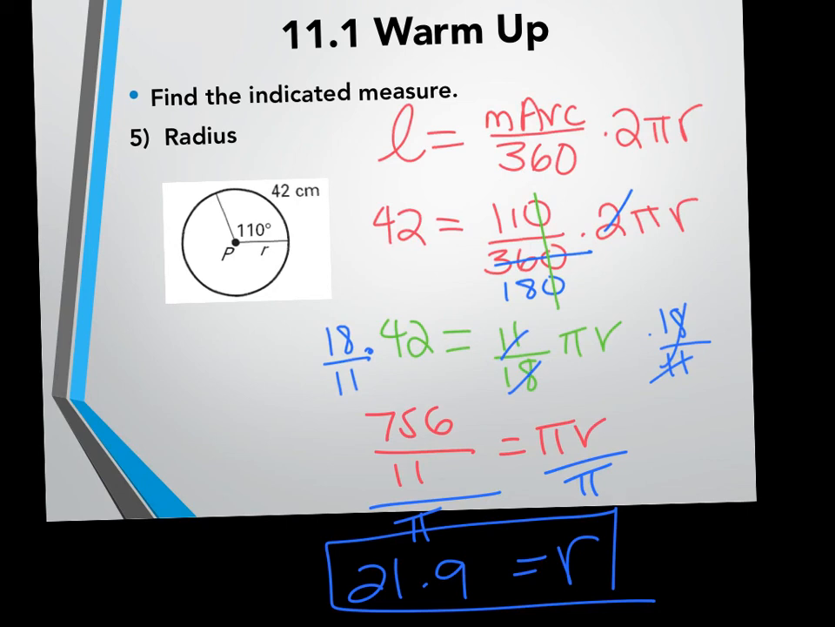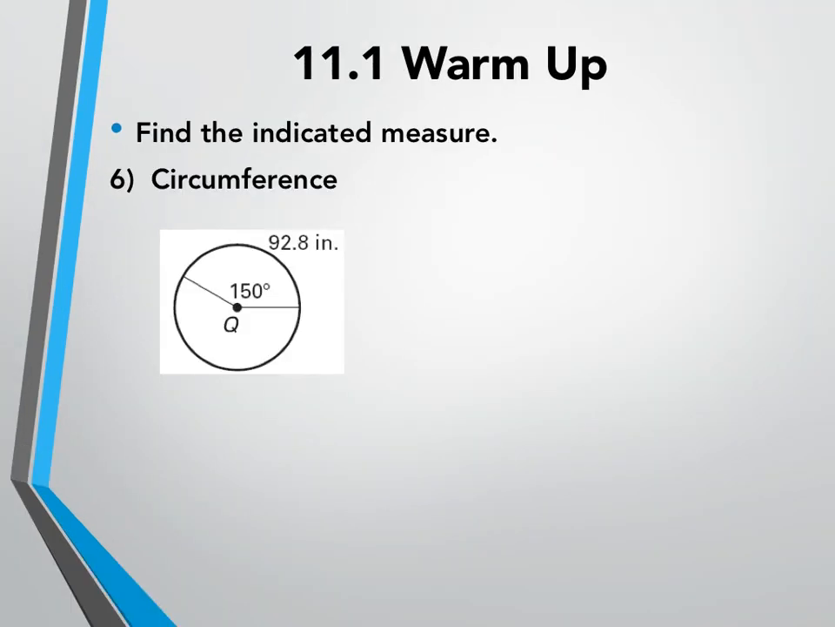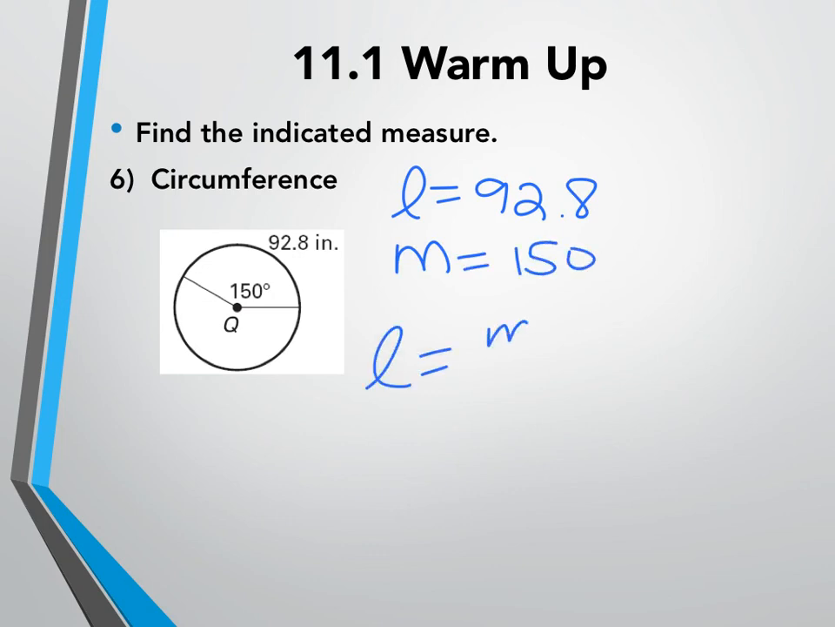Questions on that one? Okay, this one says find the circumference. So this time they gave me the length. They gave me the measure of the arc is 150. So if length equals measure of the arc over 360, it's also as simple as just writing dot C, right, which is times the circumference.